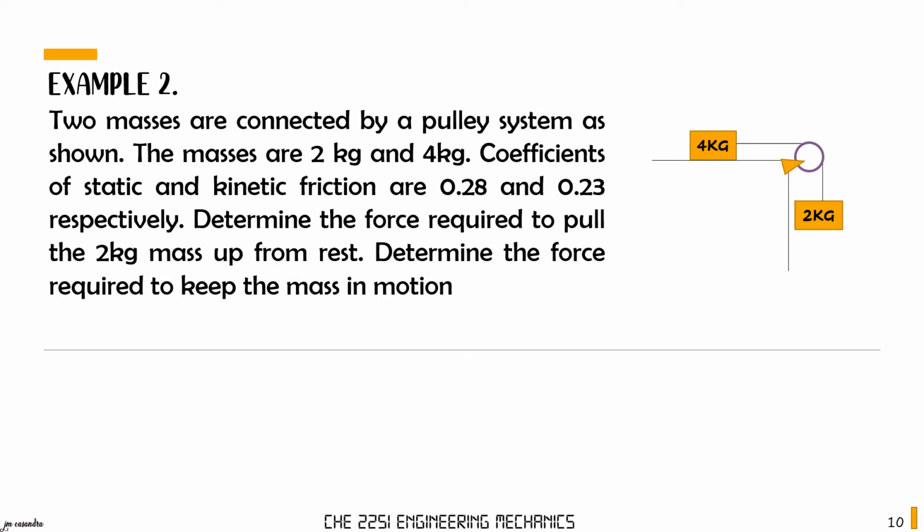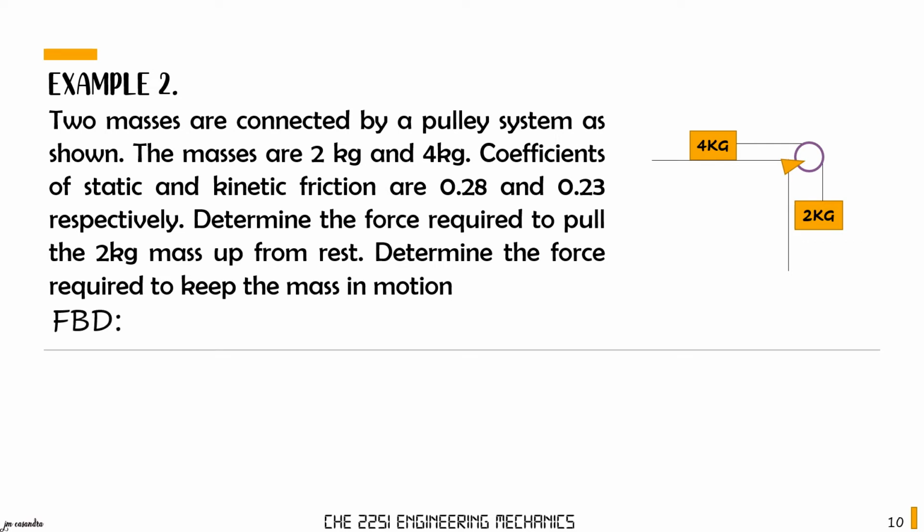So next, example 2: two masses are connected by a pulley system as shown. The masses are 2 kilograms and 4 kilograms. Coefficients of static and kinetic friction are 0.28 and 0.23 respectively. Determine the force required to pull the 2 kilogram mass up from rest. Determine the force required to keep the mass in motion.